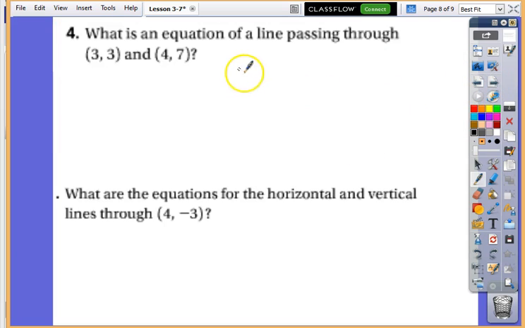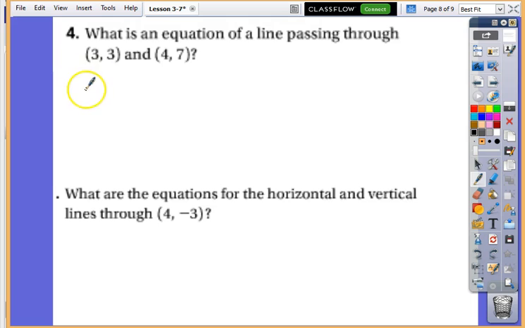Then what I want you to do is write the equation of a line that's passing through this, and then write the horizontal and vertical equations for passing through this. Since I didn't tell you what form to use, you can use any form you want for number 4. And there should be a specific form for number 5. So go ahead and work number 4, answering this question and this question. If you're watching the video, this would be a great place to pause it and work the problems. Let's go ahead and see what the solutions to these two problems were.